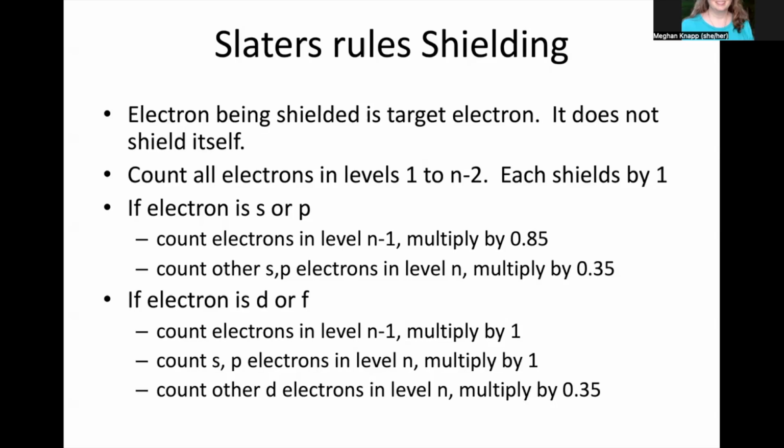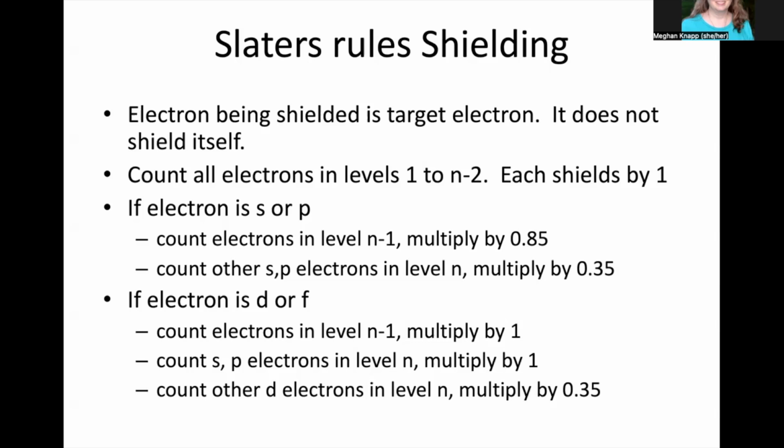Okay, so what we're going to do is count all the electrons in all the levels up to n minus 2. So if I'm talking about that 3d electron, n is going to be 3. So n minus 2 is 1. And so in level 1, there are only 2 electrons. And so I'm going to have separate rules for what's happening in level n minus 1 and level n.